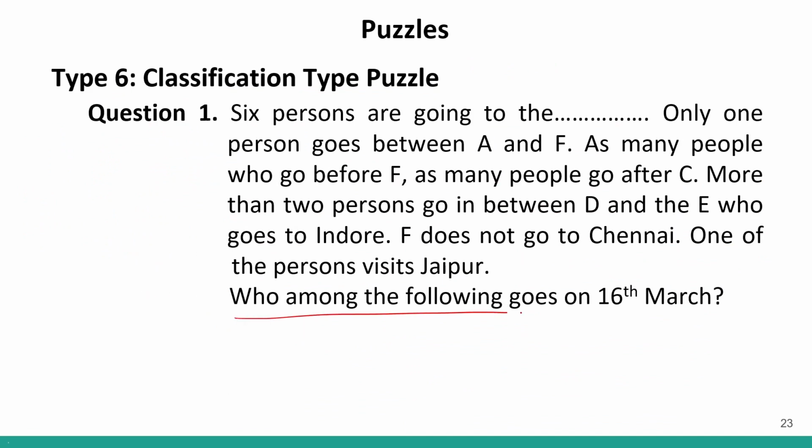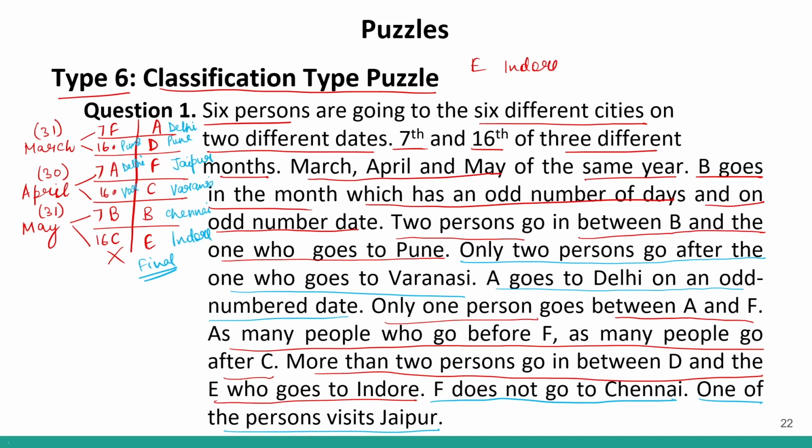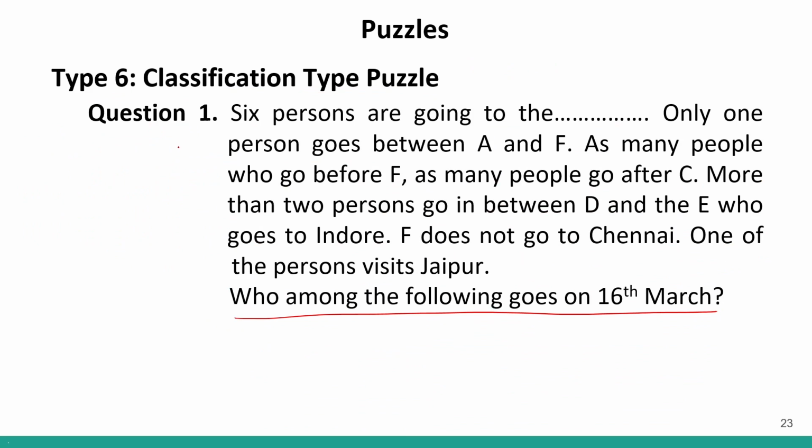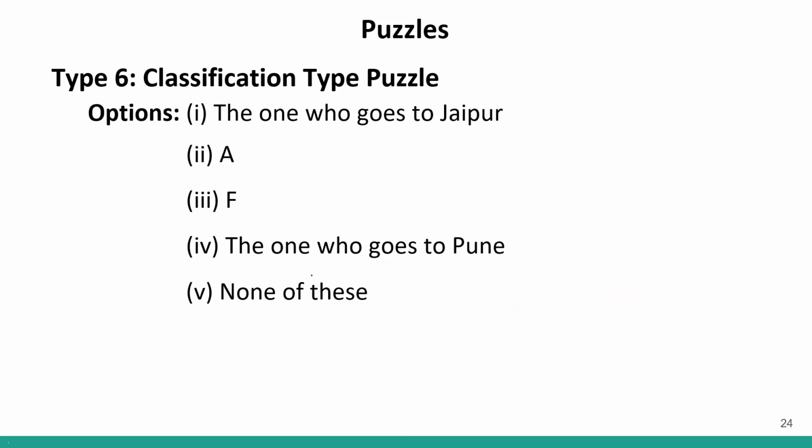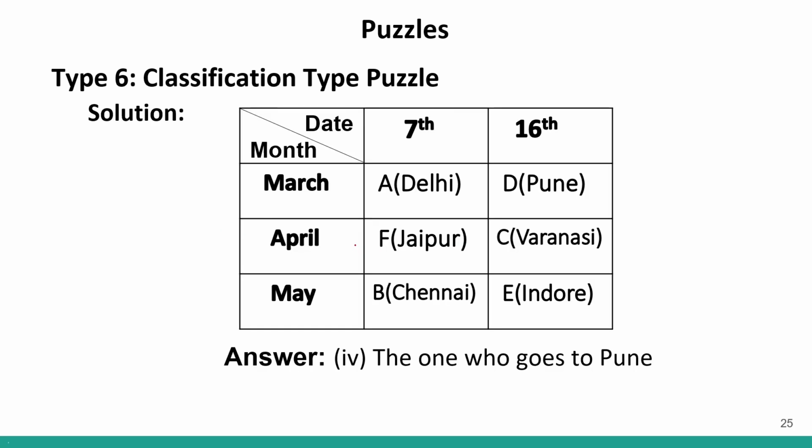Question 1 asks, who amongst the following goes on 16th March? So, 16th March, let us go back to the final arrangement. 16th March is this date, right? 16th March we have D, Pune. So D goes to Pune on 16th March. So if I look at the options, I cannot see D, but I can see the one who goes to Pune, that is D. So on 16th March, 4th will be the correct answer, the one who goes to Pune. Okay? This was the arrangement.